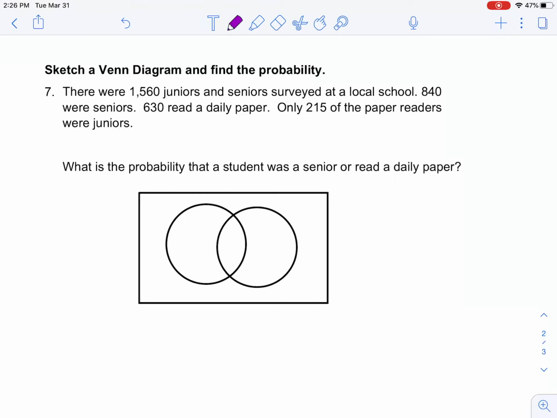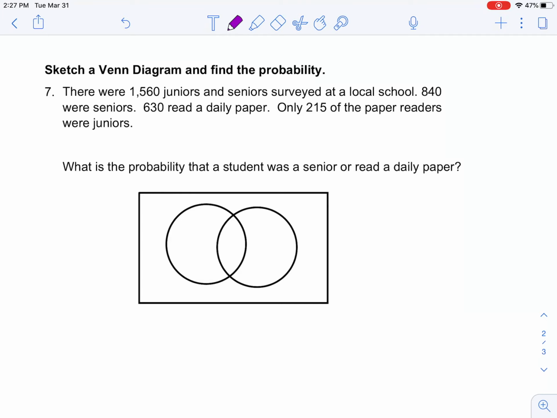For the rest of Lesson 11.4 Day 2, we're going to continue practicing sketching Venn diagrams and then use them to help us find the probability. There were 1,560 juniors and seniors surveyed at a local school. 840 were seniors, 630 read a daily paper, only 215 of the paper readers were juniors. So let's start with our Venn diagram.